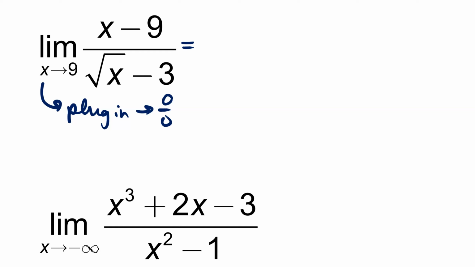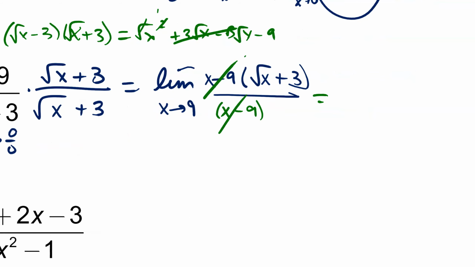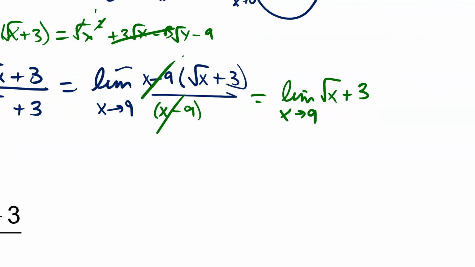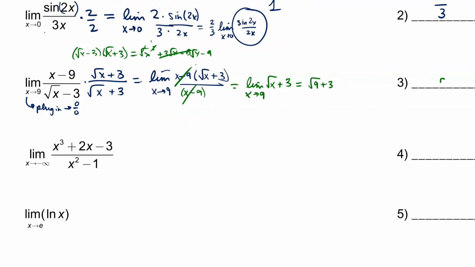So make sure you understand that. This is just going to be root x squared plus 3 root x minus 3 root x minus 9. The middle two cancel. Square root and square cancel, so x minus 9. Those guys cancel out right here. And I'll be left with the limit of root x plus 3 as x goes to 9. And then when you plug in, you get root 9 plus 3, which is 3 plus 3, so just 6. Do we remember these rules? Maybe.